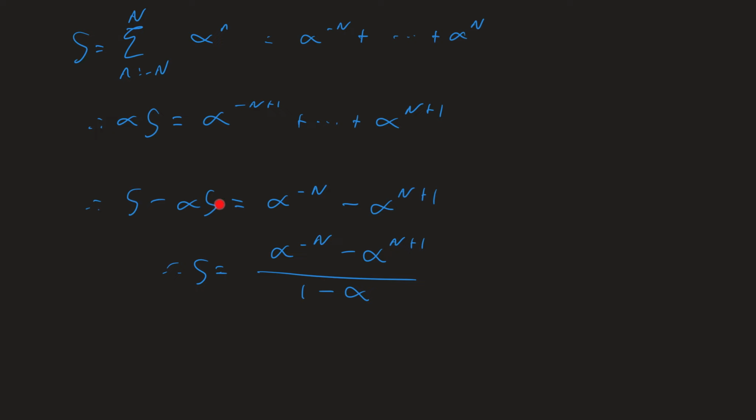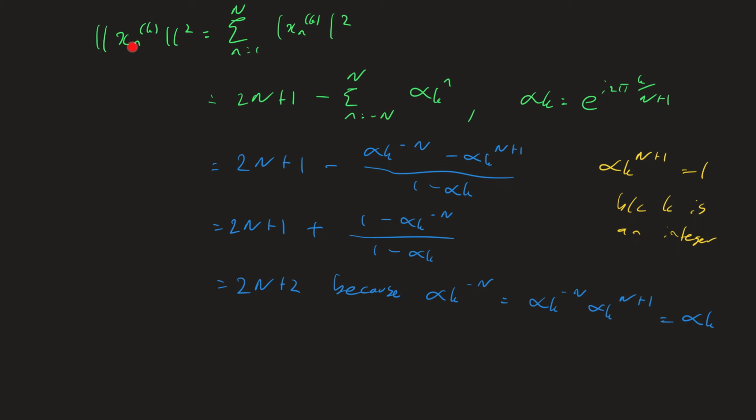Therefore, we get s minus alpha s is alpha to the negative n minus alpha to the big N plus 1. Dividing both sides by 1 minus alpha shows us that the sum that we care about is given by alpha to the power of negative big N minus alpha to the power of big N plus 1, all divided by 1 minus alpha. Thus, the length of the kth eigenvector squared is equal to the sum of the magnitude squared of each of the individual elements, which we've shown can be written in this form here, where alpha k is e to the I 2 pi little k on big N plus 1.